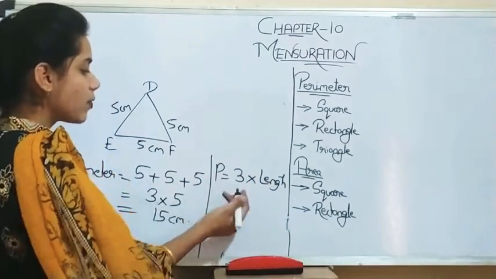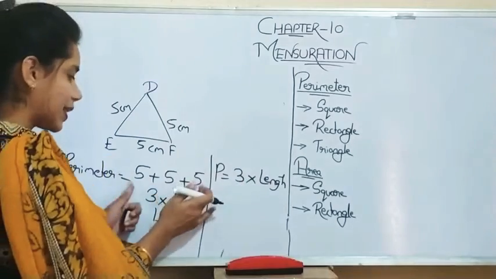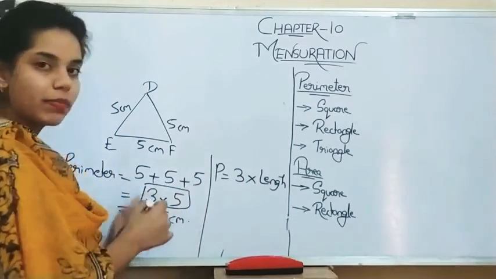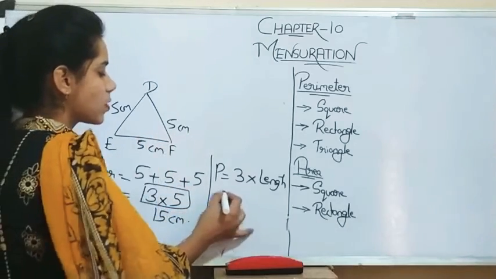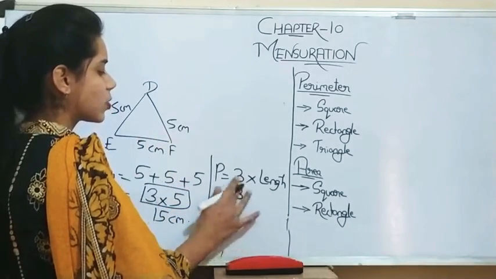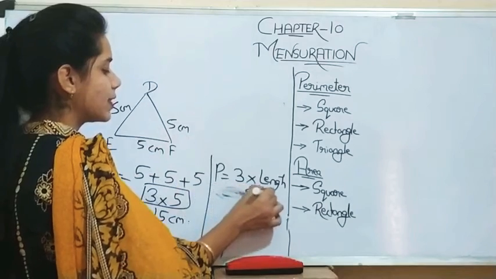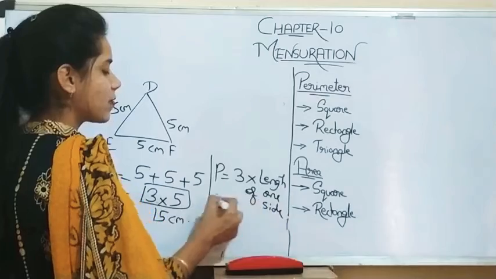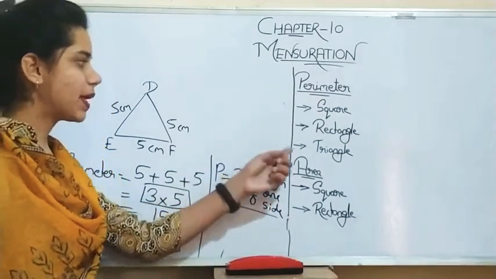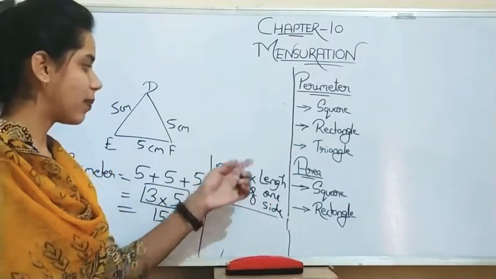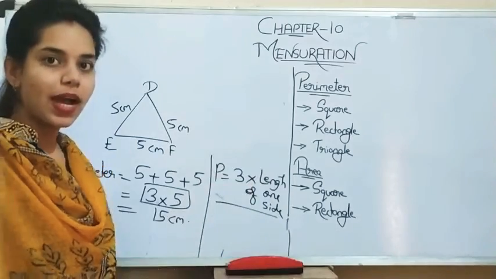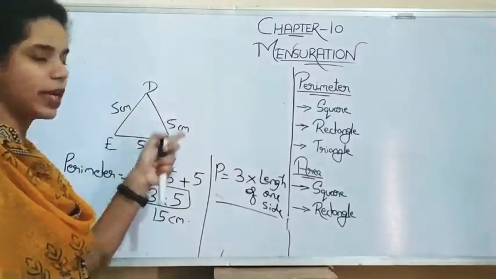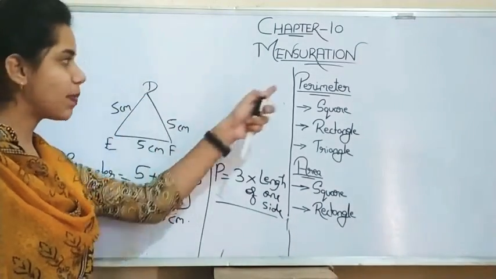Now the formula is 3 multiplied by length of one side, because all sides are equal in equilateral triangle. Writing 3 times a number is equivalent to writing 3 multiplied by this number. So 3 multiplied by length of one side. So this will be the formula for perimeter of equilateral triangle. Understood? So what is the definition of perimeter? Length of the boundary. Length of the boundary is perimeter.